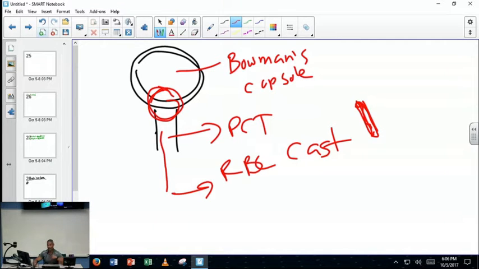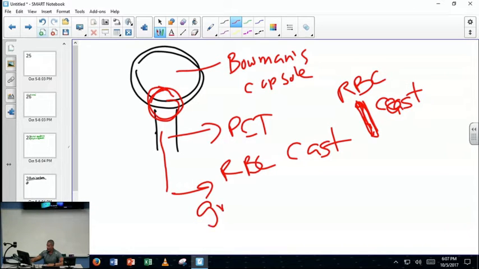Some of the cells hemolyze. Some of the red cells don't become casts. They hemolyze, and you have byproducts of red blood cell hemolysis in the urine. So can you have bilirubin in the urine? Yes. So now we're talking nephritic syndrome. So, RBC casts.